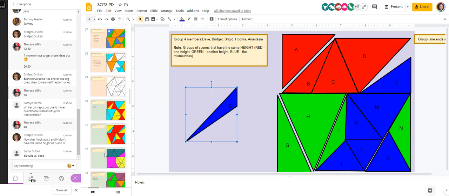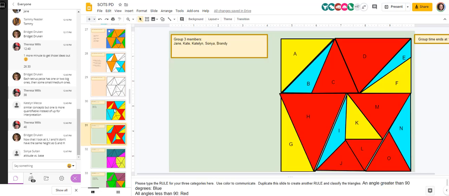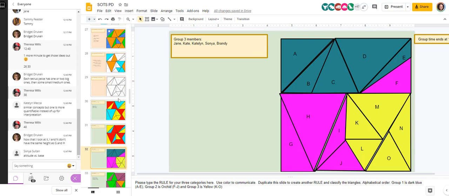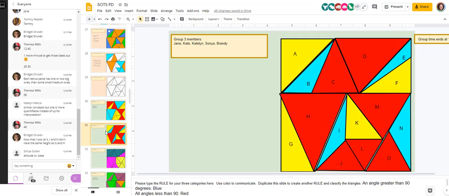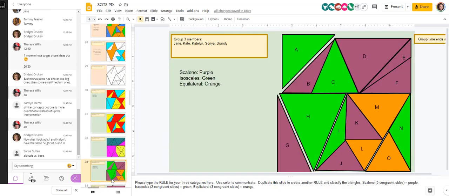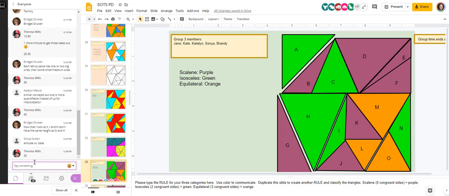And if we look at slide, let's see if it's still group 4. Yes, okay, if we can go to slide 33. And group, go ahead and tell us, how did you think about this?